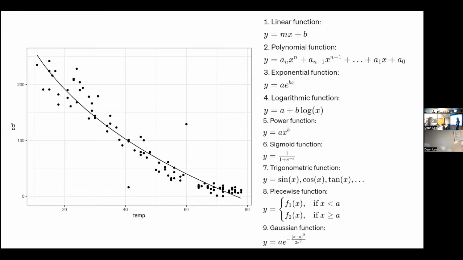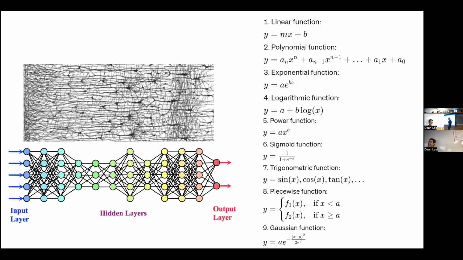So just a brief idea. Throughout history, scientists have been fitting all kinds of functions to data. Here I asked ChatGPT to give me a list of functions, so I just took a screenshot and put it there. And then at one point, we started fitting neural nets, which are brain-inspired machine learning algorithms, because we assume that our brains are pretty good at learning. So why not create a machine learning algorithm that does just that?